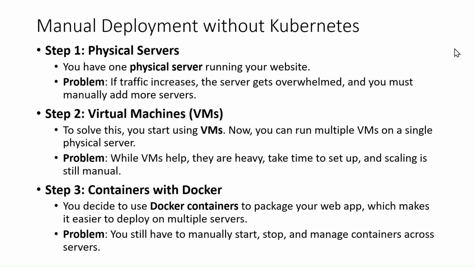So let us understand how exactly these applications were deployed before Kubernetes and why we require Kubernetes. I have just given the introduction, right? So let us understand the manual process of deploying an application without Kubernetes. With a physical server, you would have one physical server running your websites. For example, let us take Flipkart or Amazon running on that physical server.